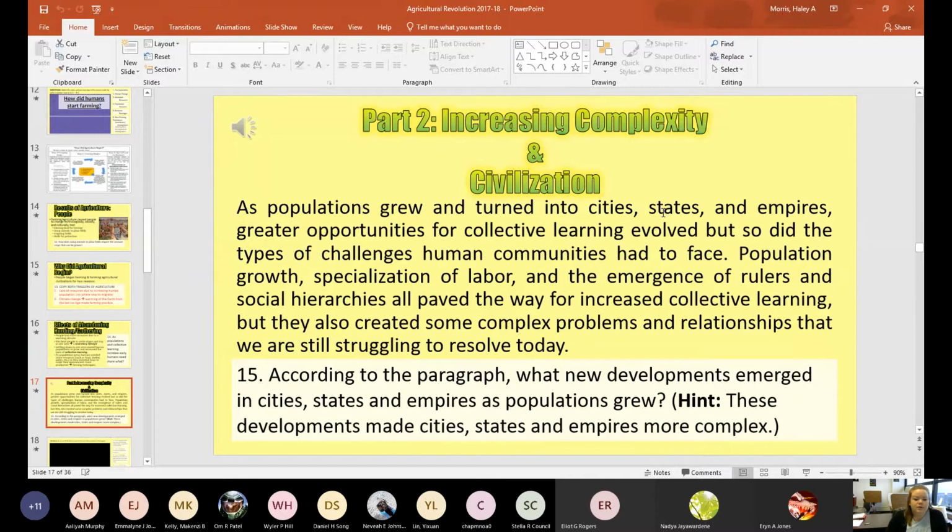According to the paragraph, what new developments emerged in cities, states, and empires as populations grow? The hint says, these developments made cities and empires more complex. So what in this paragraph made cities, states, and empires more complex? Aaron. It's either population growth or collective learning.